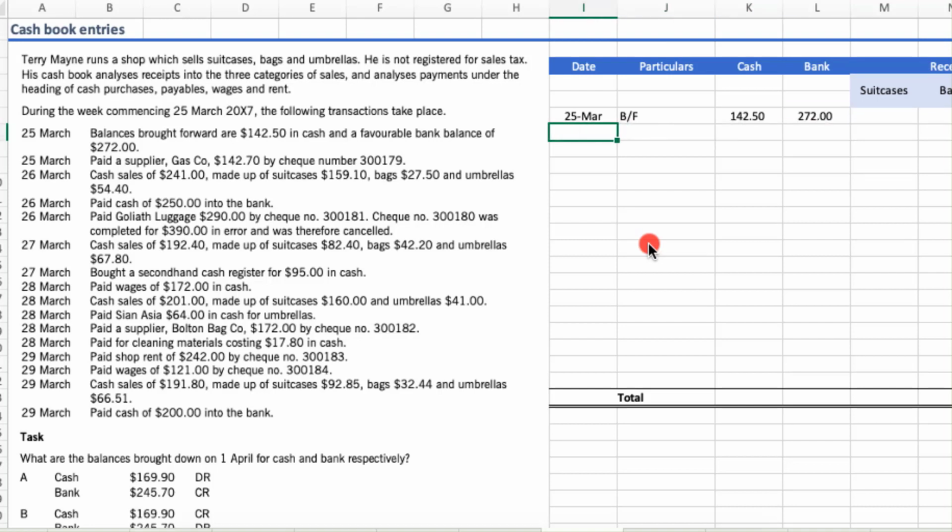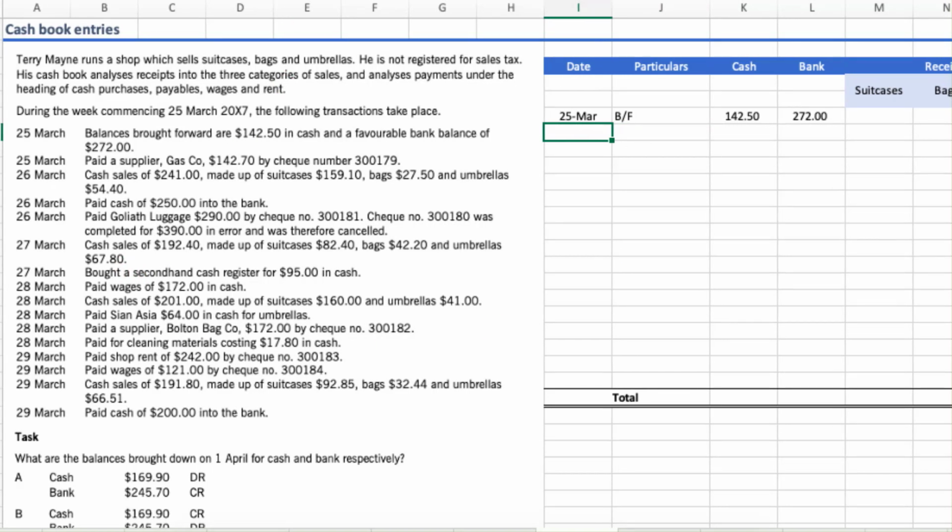Next, on 25th March, we paid a supplier, Gasco, $142.70 by check number 300179. So on 25th March we paid by check. What is the check number? 300179. And how much payment did we make? $142.70. Obviously we paid through check, so we will decrease the amount from our bank account.